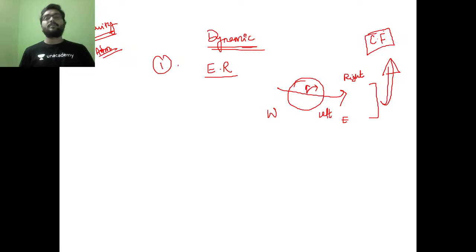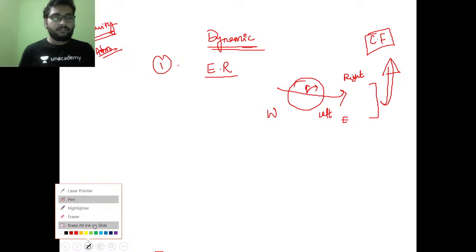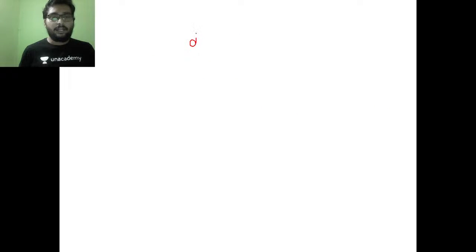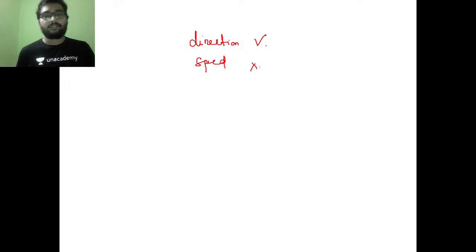The force which creates this deflection is known as the Coriolis force, also called the Coriolis effect. The Coriolis force affects only the direction of the wind, not the speed. Speed is not affected by the Coriolis force.